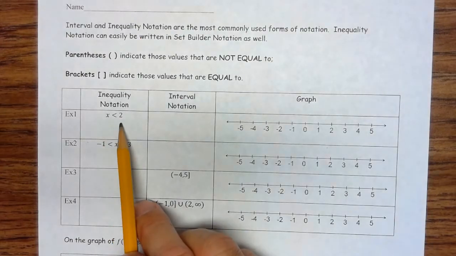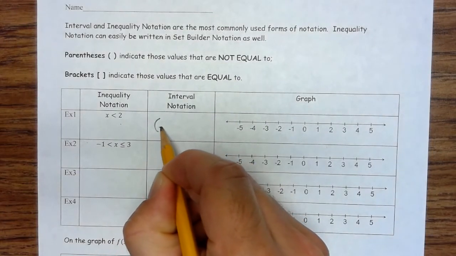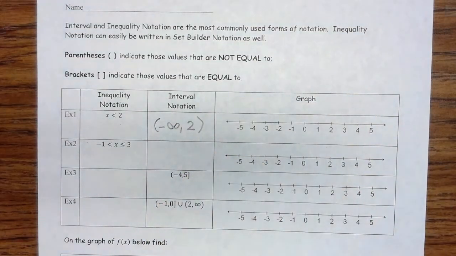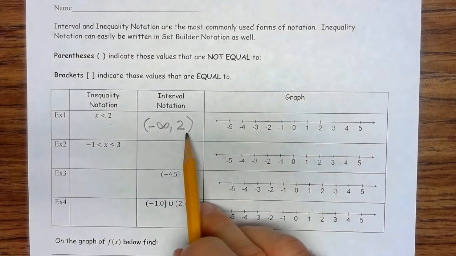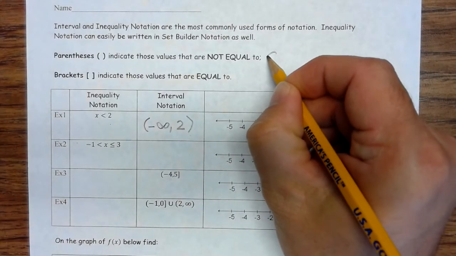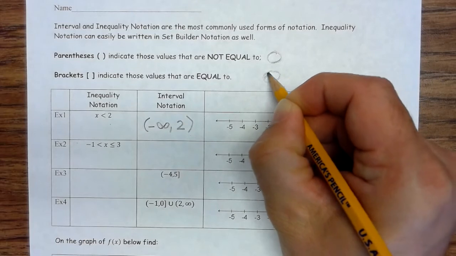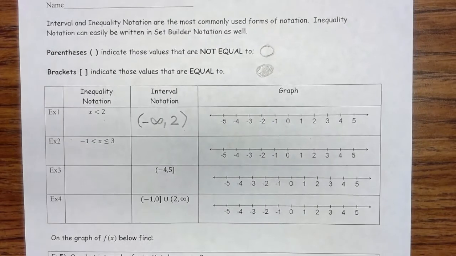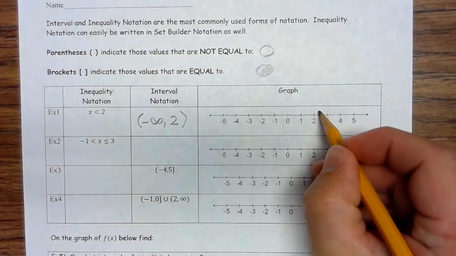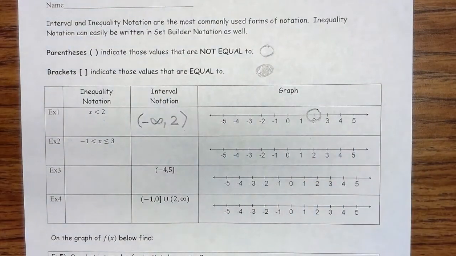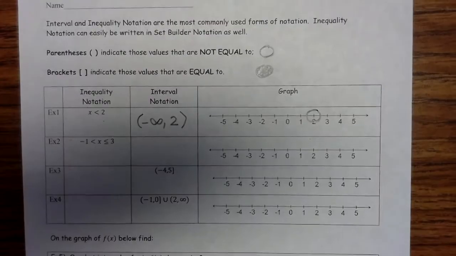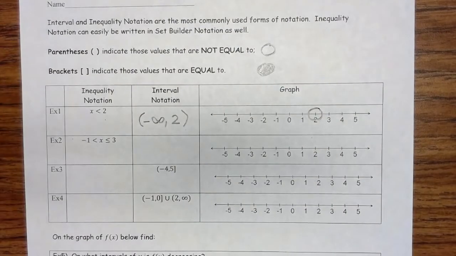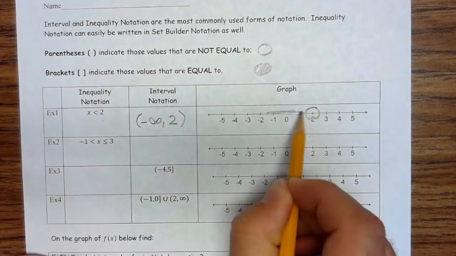So when we say x is less than 2, we're saying that's from -infinity to 2, not including 2. Now we know from our notes that if it's not equal to, that's an open circle, and if it's equal to, it's a closed circle. So we have an open circle at 2, and then we're shading to the right.